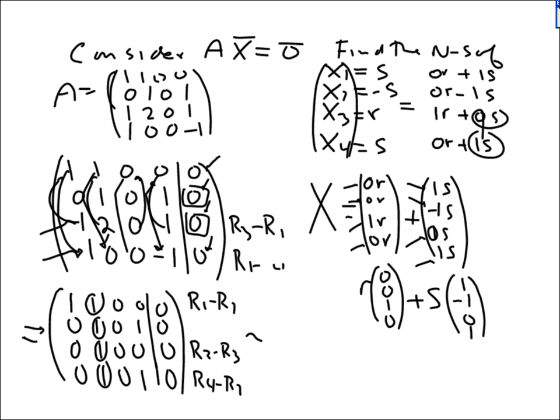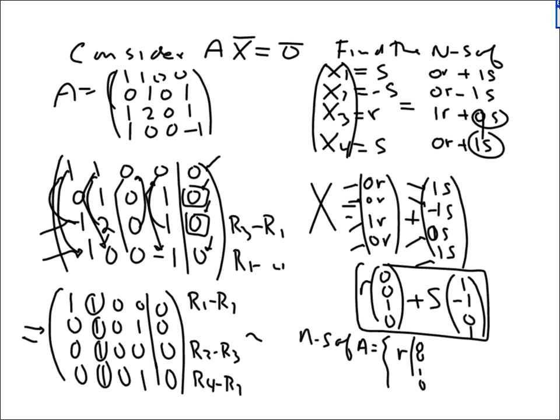So this here is the null space. The null space of A is equal to R times 0, 0, 1, 0 plus S times 1, negative 1, 0, 1. Vectors in that form are in the null space.